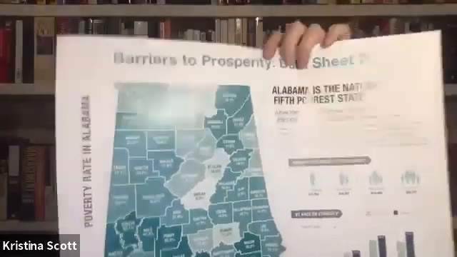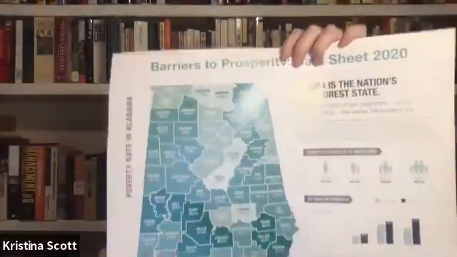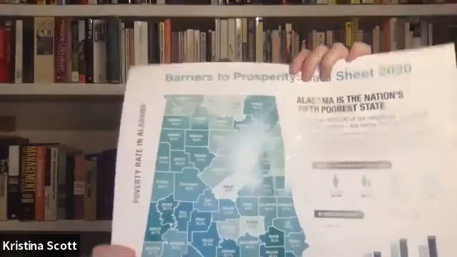So some of the highlights from the data, and we put together this data sheet every year. It includes data from all 67 Alabama counties. And we take data from the Census Bureau, the U.S. Bureau of Labor Statistics, the Commission on Higher Education, the State Department of Education, the Department of Human Resources, and other federal and state sources. So we compile this each year based on data that you, our supporters and audience, have told us is important to you.